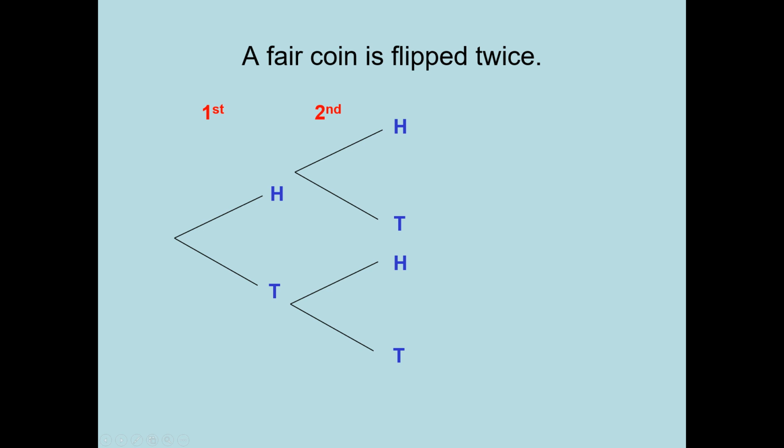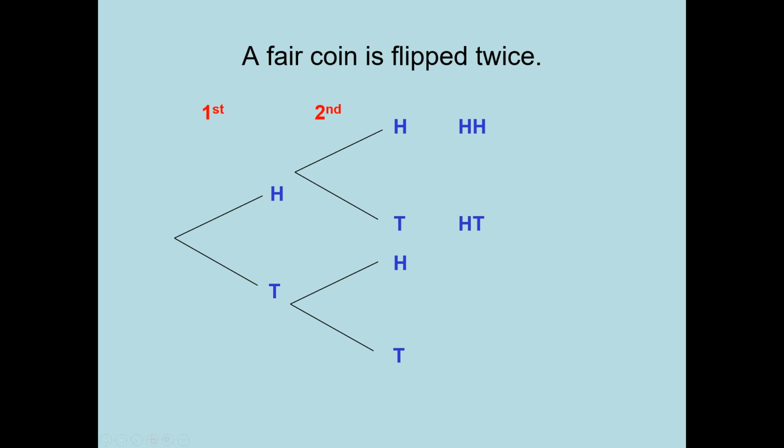So assuming that I had gotten a heads on the first event, I could have gotten a heads on the second event. So one possible outcome is a heads and a heads. Assuming that I got a heads on the first event, I could have also gotten a tails on the second event. So a second possible outcome for flipping two coins is that I could have gotten a heads followed by getting a tails.